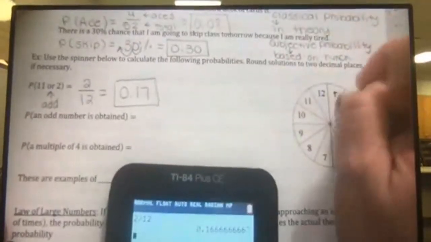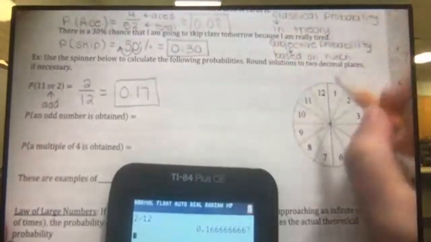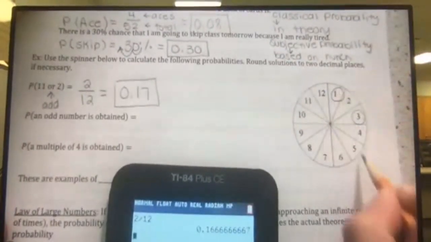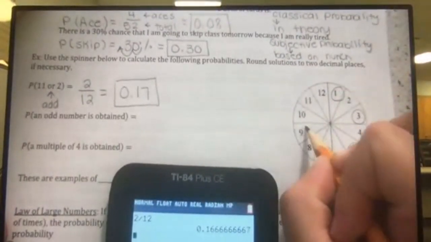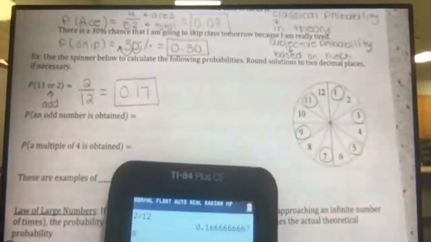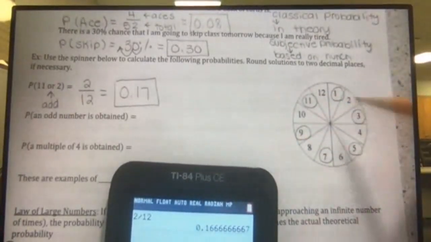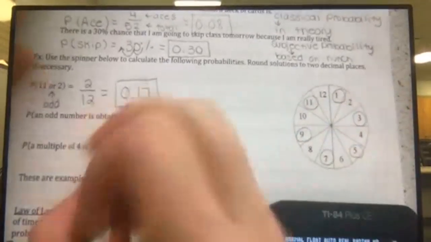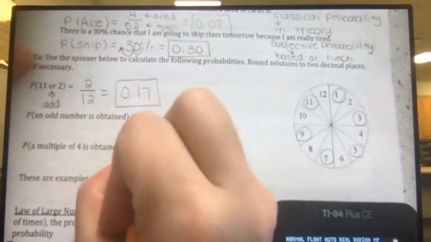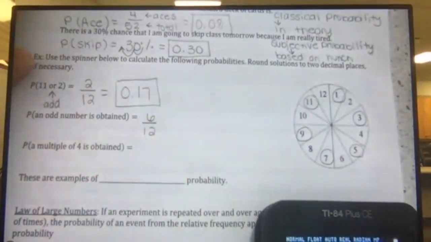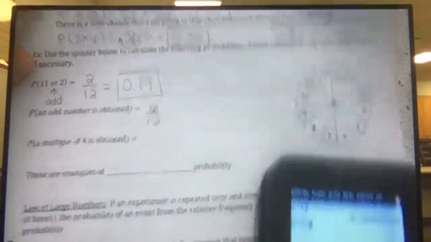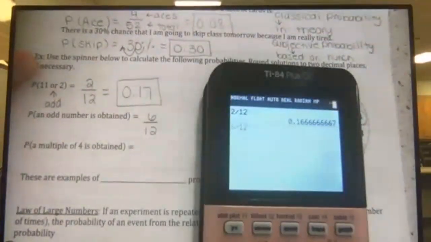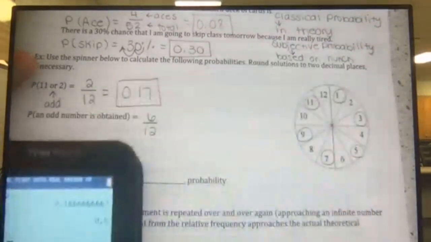Next example, what's the probability of getting an odd number? So I have 1, 3, 5, 7, 9, and 11. These are all of my odd options. So that means I have 1, 2, 3, 4, 5, 6 options that I'm looking at, out of, we said, 12 total. So in my calculator or in my head, 6 out of 12 would give us 0.5.